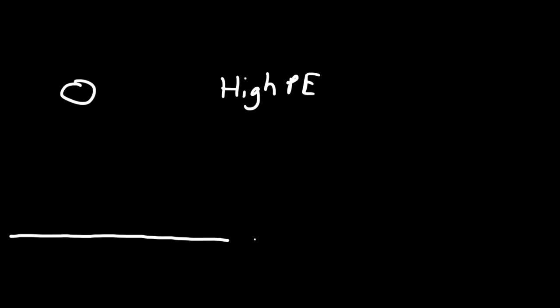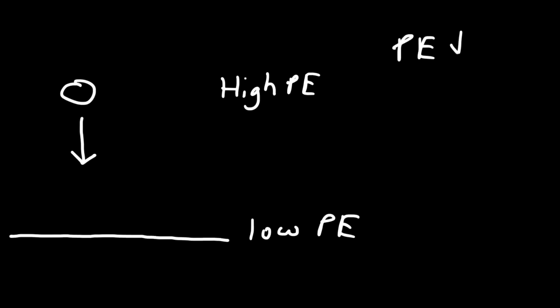Now, this situation is analogous to, let's say, a ball placed above the ground. At this point, above the ground, it has high potential energy, and the ground has low potential energy. And so as the ball falls from a position of high potential energy to low potential energy, we could say that its potential energy is decreasing, but it's speeding up as it falls to the ground, and so the kinetic energy is increasing.